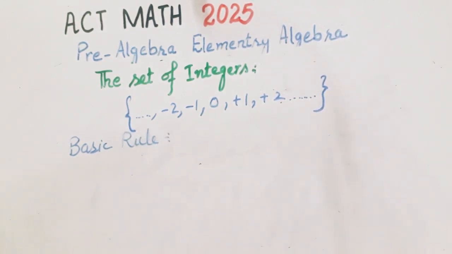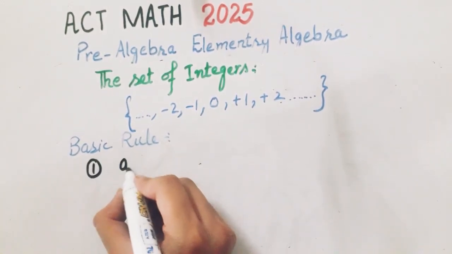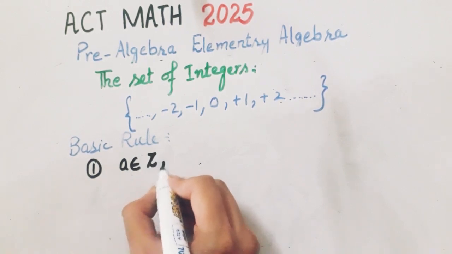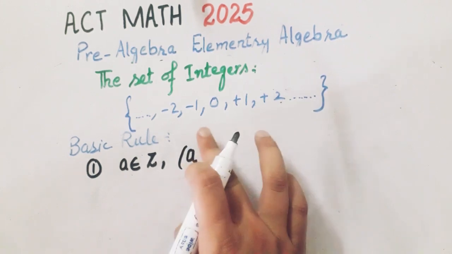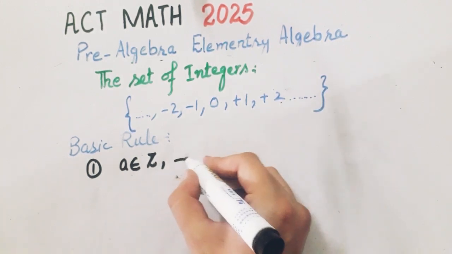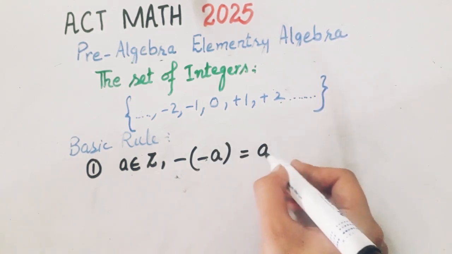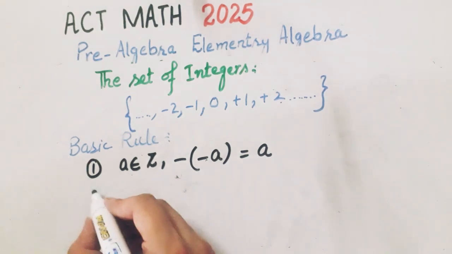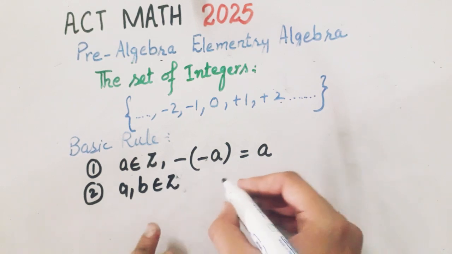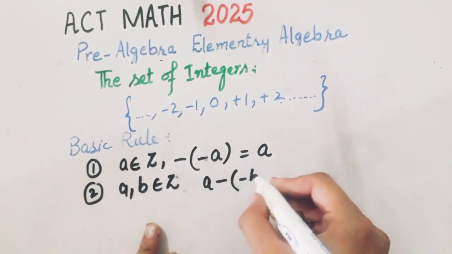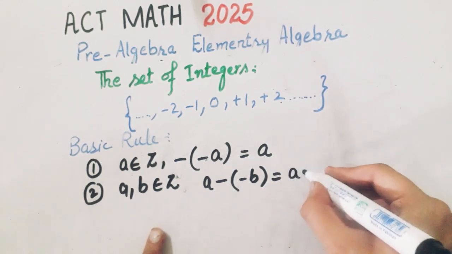So rule number 1 is: if A belongs to the set of integers, taking the negative sign of minus A will become positive. And for any two numbers A and B belonging to Z, when we solve A minus into minus B, according to rule 1, this will become positive, so A plus B.